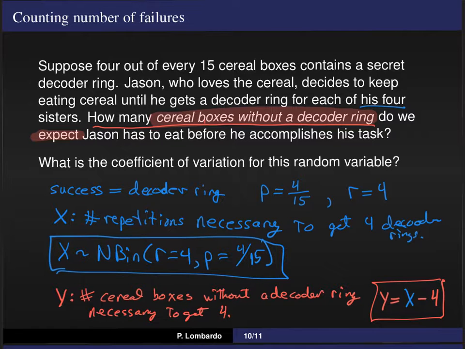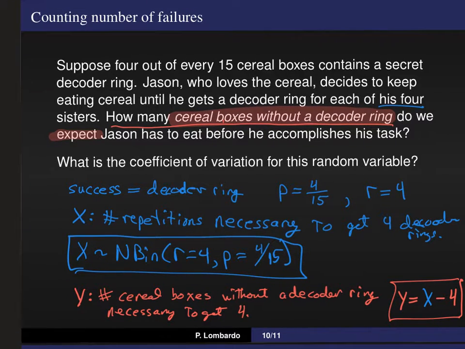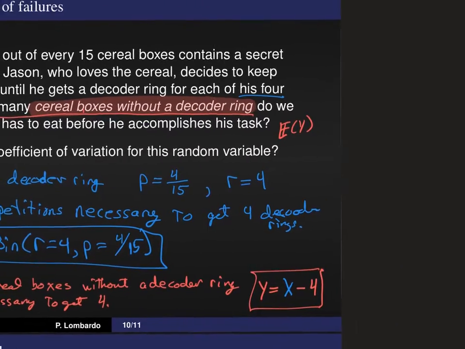Okay? So with that in mind, what we're interested in fundamentally is the expected value, right? We've got expectation going on here. The expected value of Y. This is what we want to find. All right, so I'm going to create a little space here so we can finish this off. We want the expected value of Y, which is equal to the expected value of X minus 4.